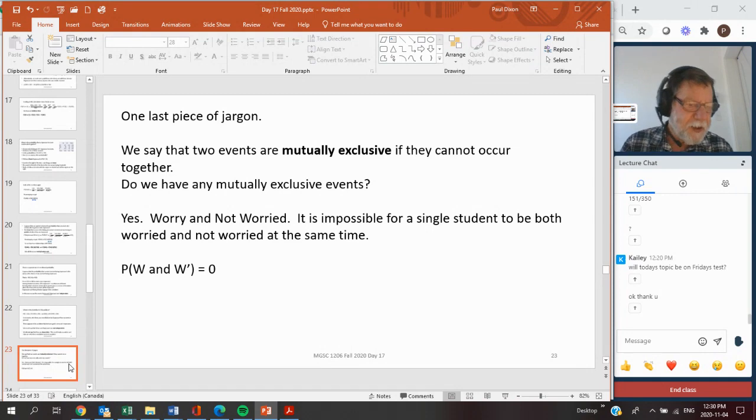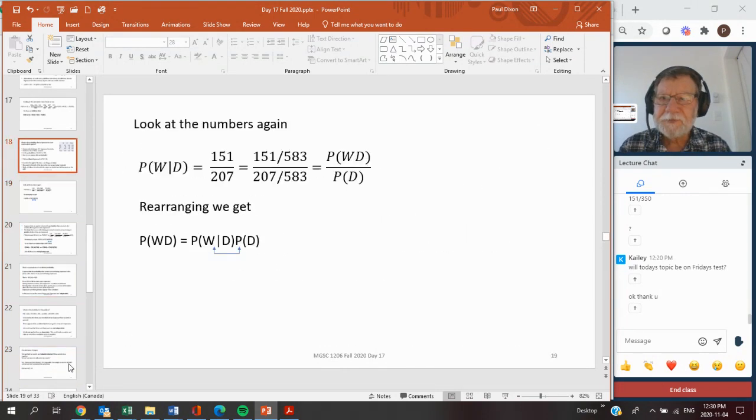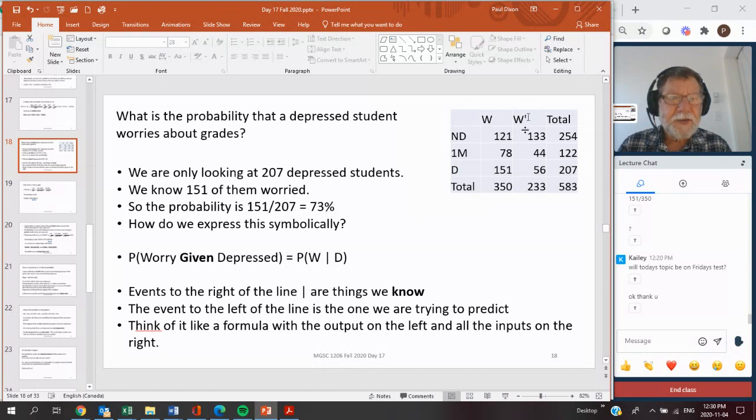If you go back to our table, the two columns in the table are mutually exclusive. You're in the W column or the not W column. In terms of the rows, you're in the ND row, the 1M row, or the D row. You're in one of those three rows. You can't be in two rows at once. But if I looked at being worried and depressed, no, you can be both worried and depressed. Those are not mutually exclusive. You can be one and the other at the same time. You can be both.